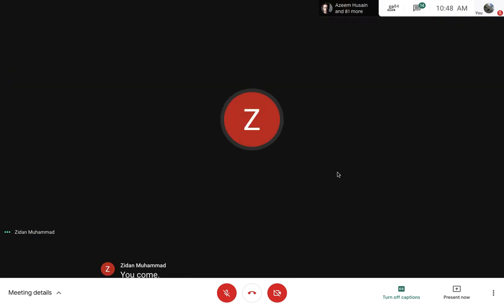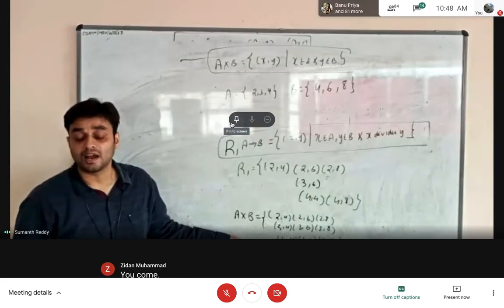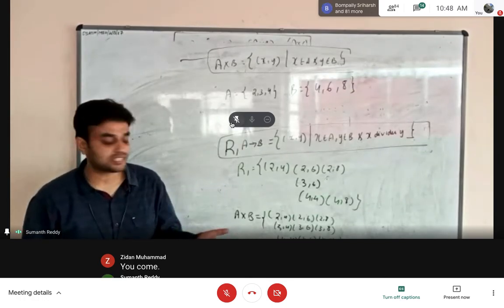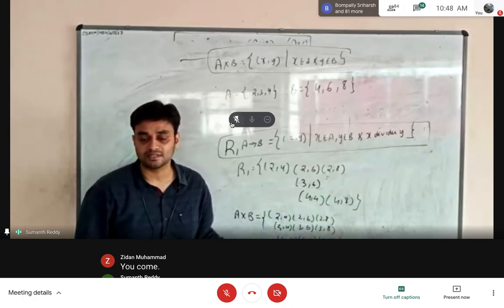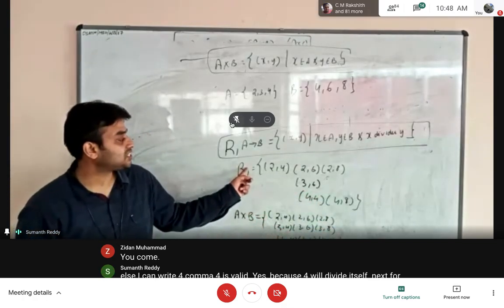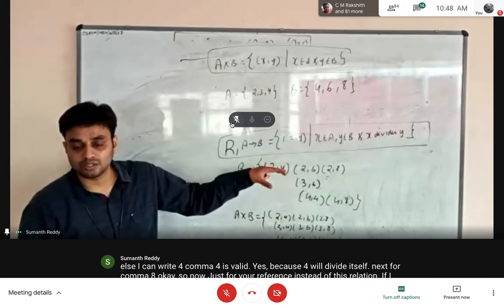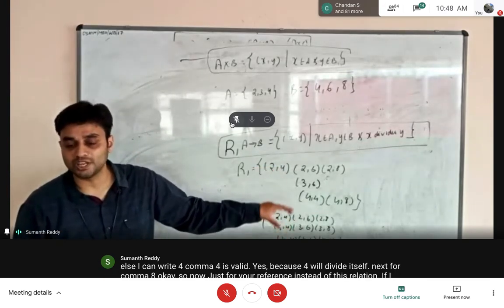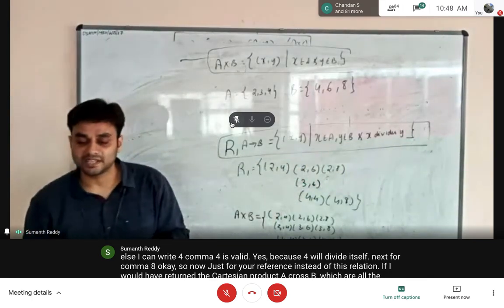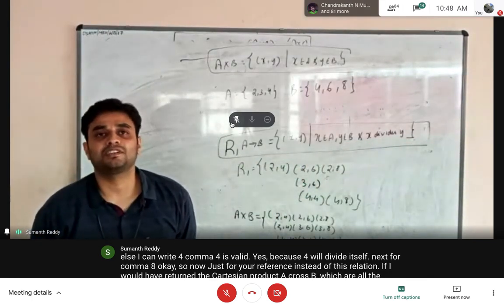That is what I have told, that the relation is a subset of Cartesian product. And I have given one more statement, that a Cartesian product is like a union because it contains all the possible ordered pairs, right? Whereas in the relation, we will include only a subset of the Cartesian product, only those ordered pairs which satisfy this condition.